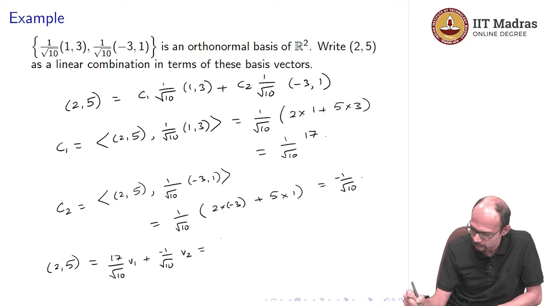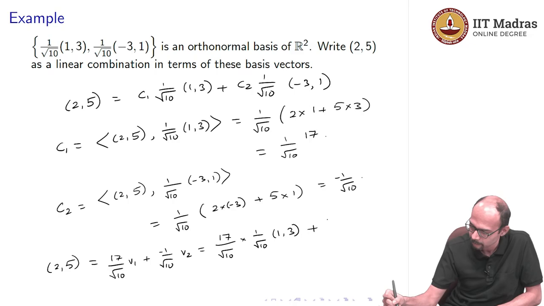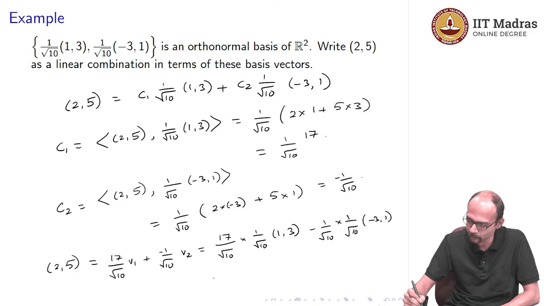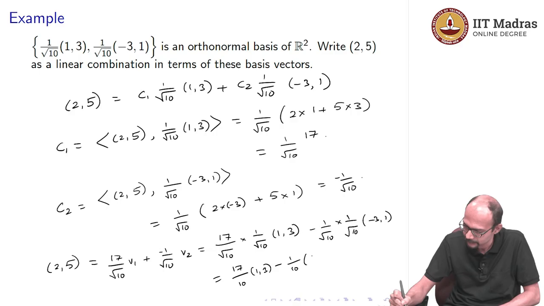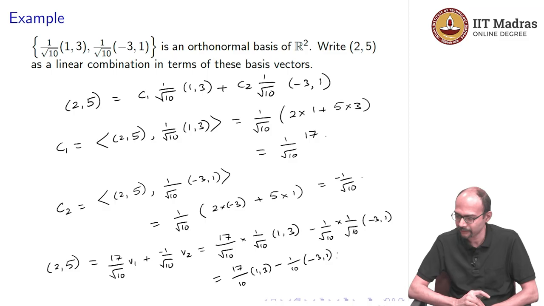If you write this out completely, it's 17 by root 10 times 1 by root 10 times (1, 3) minus 1 by root 10 times 1 by root 10 times (-3, 1). And you can check that this is indeed going to work. If you want, we can do that quickly. This is 17 by 10 times (1, 3) minus 1 by 10 times (-3, 1). And if you work this out, the first entry is 17 by 10 plus 3 by 10, so 20 by 10, which gives you 2. And then the second entry is 51 by 10 minus 1 by 10, which gives you 5. So this shows that indeed the equation we wrote down is correct.